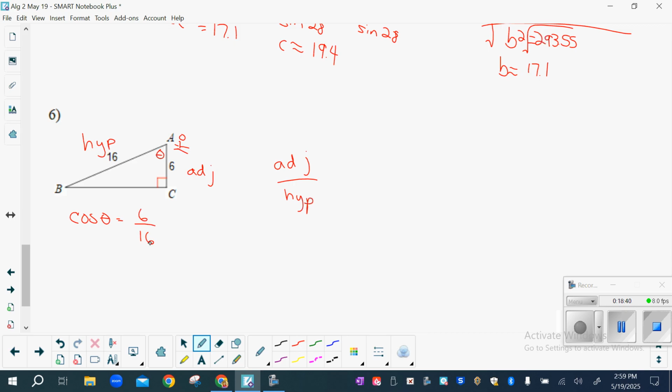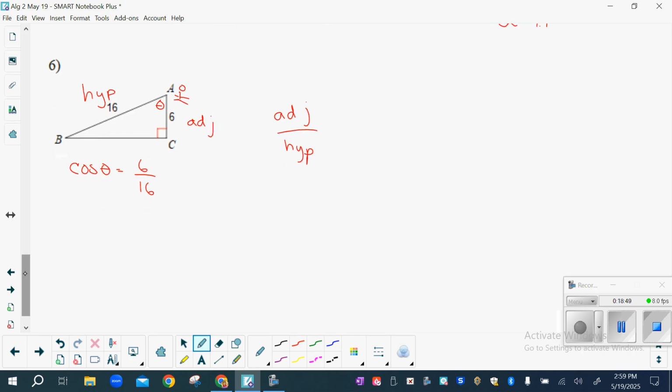So what do we do next? What would we do next to find out what theta is? Take the inverse. Which inverse? Cosine inverse. So we're going to take the cosine inverse of both sides, and we get 68 degrees. The measure of angle A is 68 degrees.